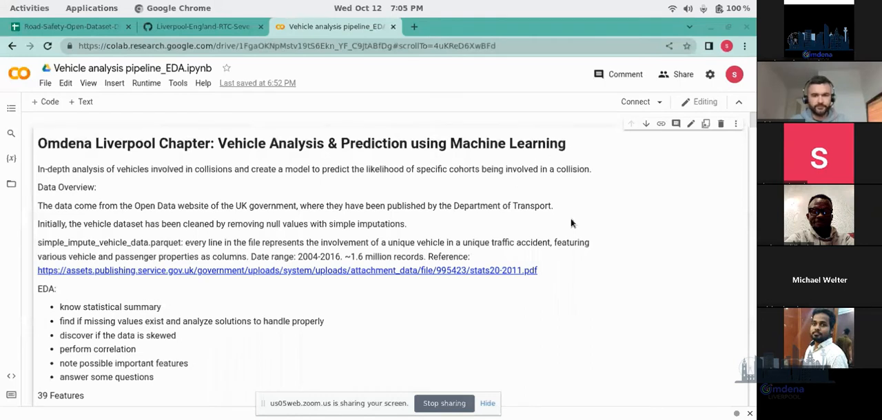Okay. So I think my screen is visible right now, right? Okay. Yep. The main problem statement was to create a model to predict the likelihood of specific cohorts. We could not come to a conclusion about what specifically it meant, like if we are predicting a vehicle's likelihood to be included in a collision or not, or if we are tackling it as a novelty problem and how we are going to evaluate it.